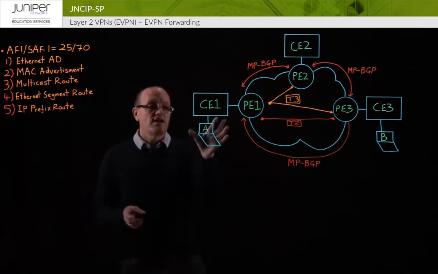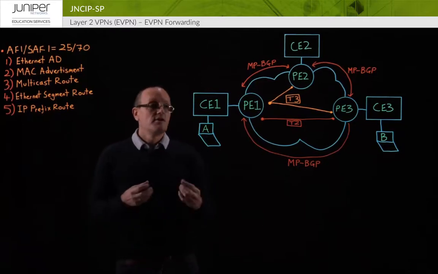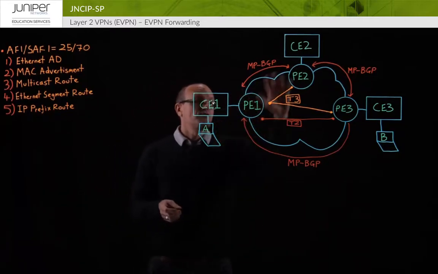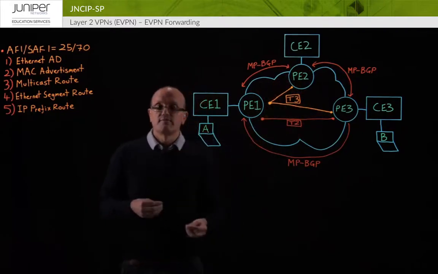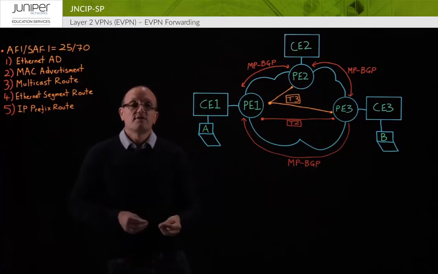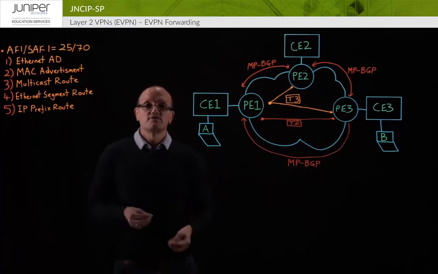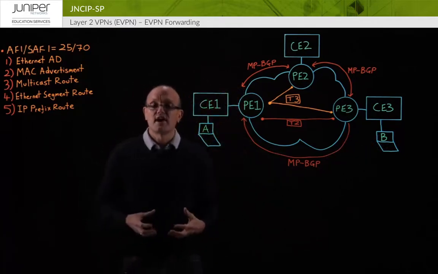If host A was sending broadcast or multicast traffic, PE1 would just use the type 3 announced multicast tree for forwarding indefinitely. And thereby you can see how EVPN can support traffic forwarding between different connected hosts for different types of traffic.